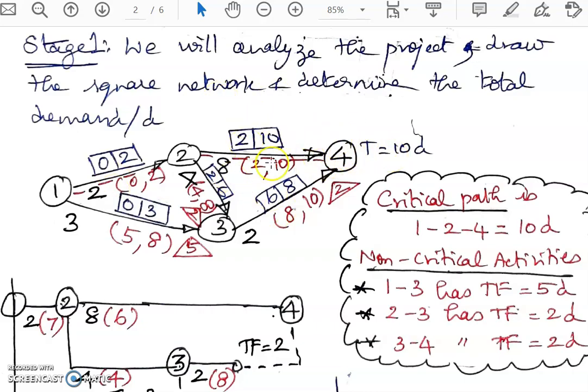From the square network, we will introduce the resource requirement for each of the activities and find out the total demand per day. I have analyzed the project using the critical path method, and I get the critical path as 1, 2, 4 with a duration of 10 days. We have 3 non-critical activities. They are 1, 3, which has a total float of 5 days, then 2, 3, which has a total float of 2 days, and 3, 4 with a total float of 2 days. The critical path is 1, 2, 4 with a duration of 10 days.